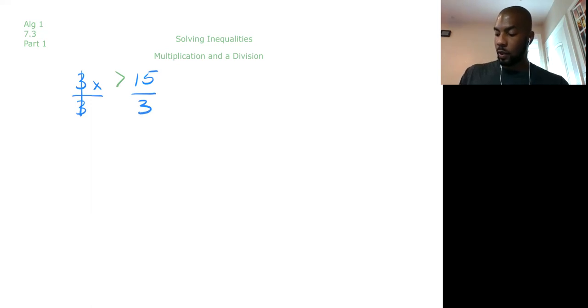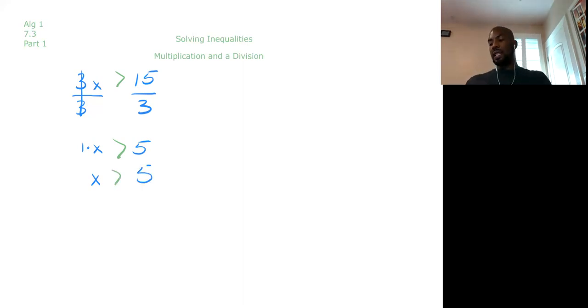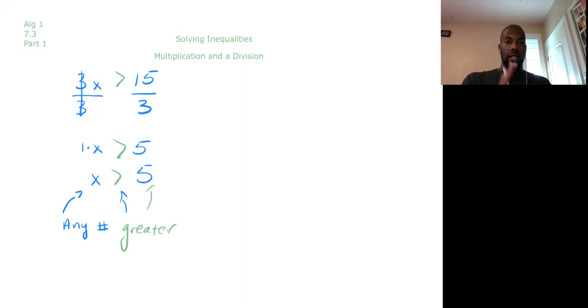3 divided by 3 will give me 1. 1 times x is x. 15 divided by 3 is 5. This remains as x. The inequality, as you notice, stays the same way. It doesn't move. The answer here is any number that is greater than 5. Okay? That's the solution to this kind of problem.